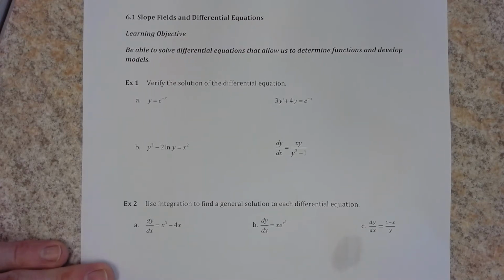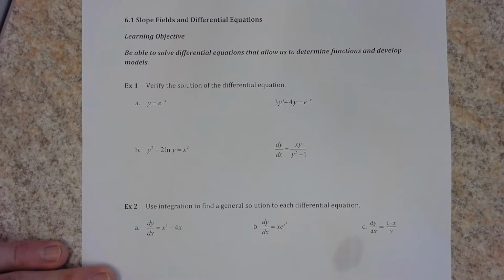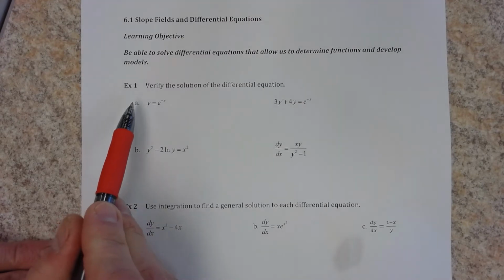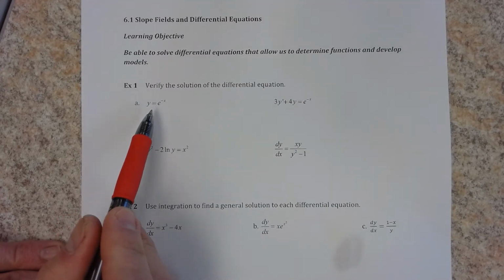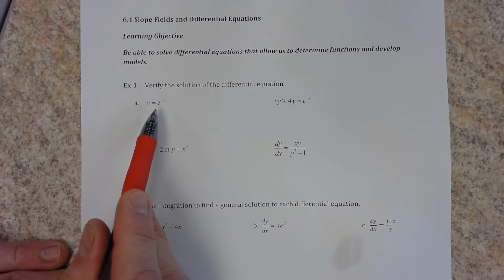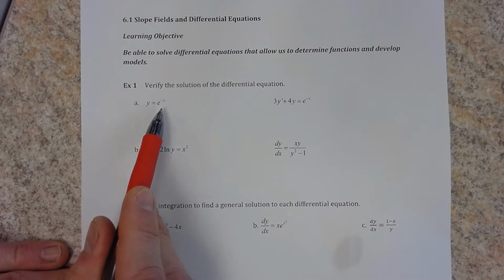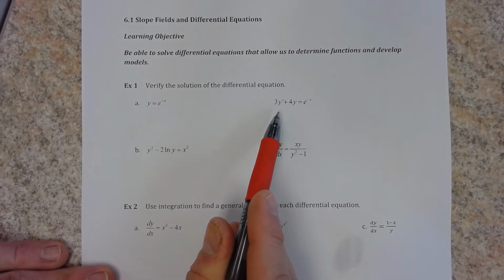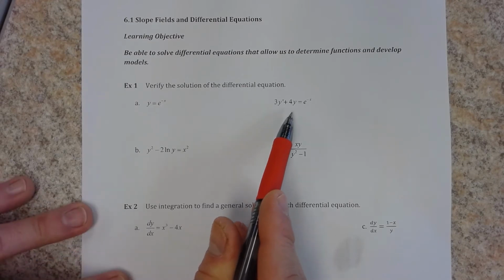Okay, we're going to start with our notes for 6.1, slope fields and differential equations. We're going to start with our first skill in example 1, which is how to verify the solution of a differential equation. So as you can see, we have y equals e to the negative x as our function we're starting with, and we have to verify the differential on the right, which is 3y prime plus 4y equals e to the negative x.